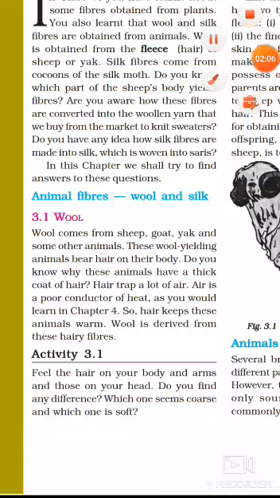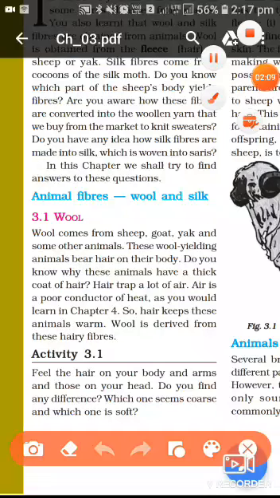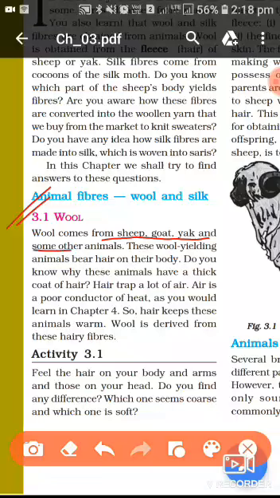So our first topic here is about animal fibers, that is wool and silk. Today we are going to speak more about 3.1, that is wool. Wool comes from sheep, goat, yak and some other animals. So here are the names of the animals from which we obtain wool: goat, yak, sheep and some other animals. These wool yielding animals bear hair on their body. All these animals which give us wool have hair on their body.